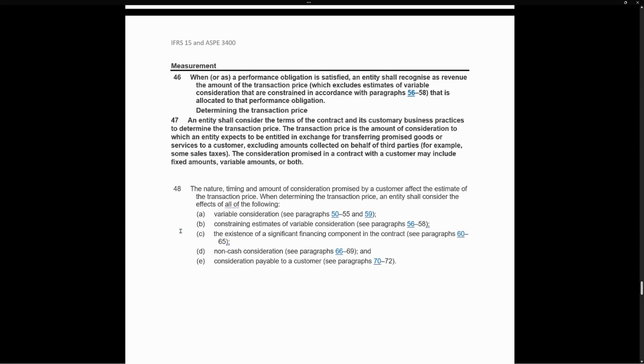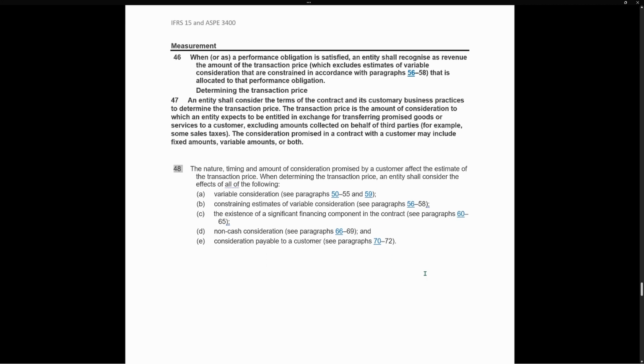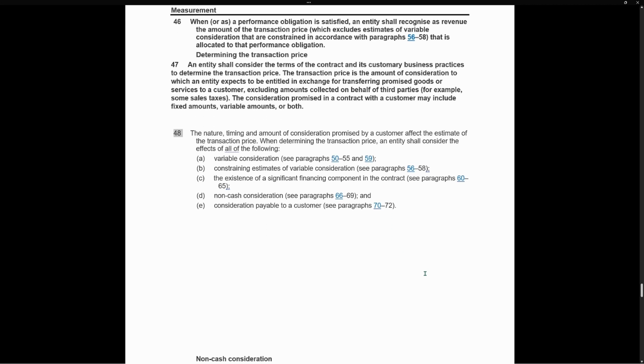The other part that is important, I found it important for myself when I was getting ready for CFE, was paragraph 48. That was talking about the variable consideration, the constraining estimates of variable consideration, existence of significant financing component in the contract, non-cash consideration, consideration payable to a customer. I don't want to go through all these topics at the same time, but one of them that I found really interesting and important was the non-cash consideration that you will see from paragraph 66 to 69, and here it is.